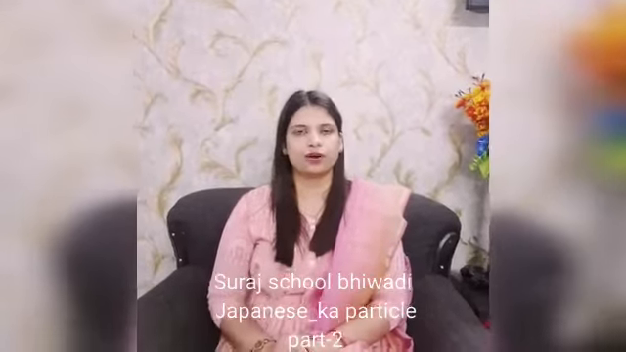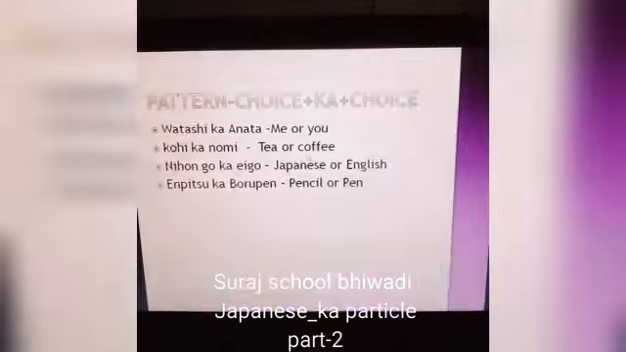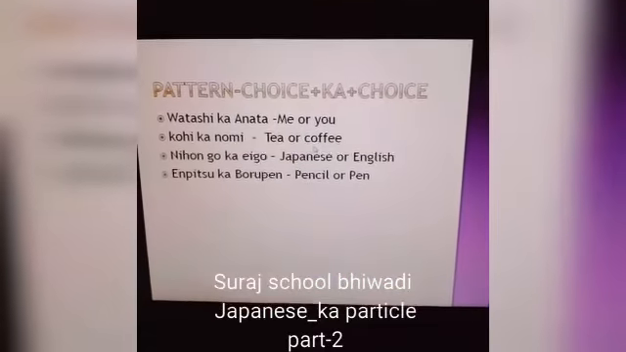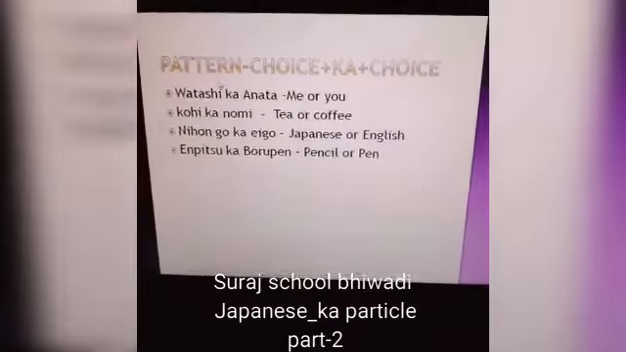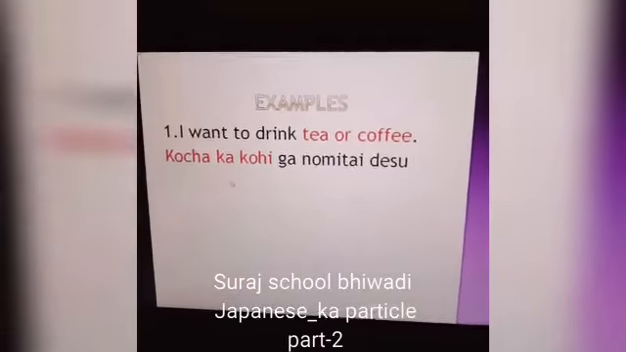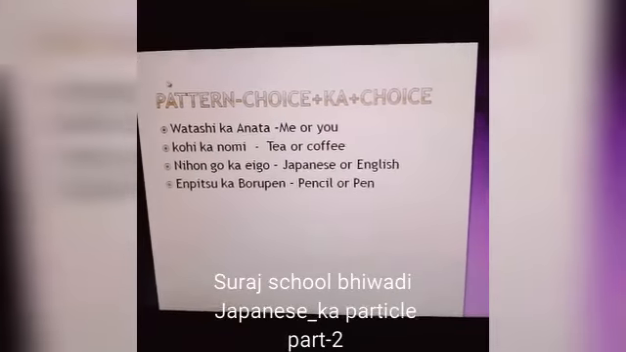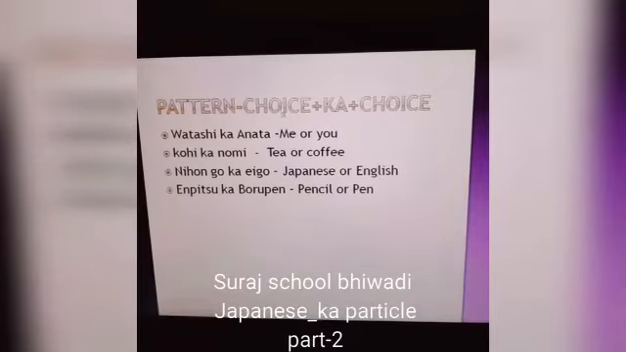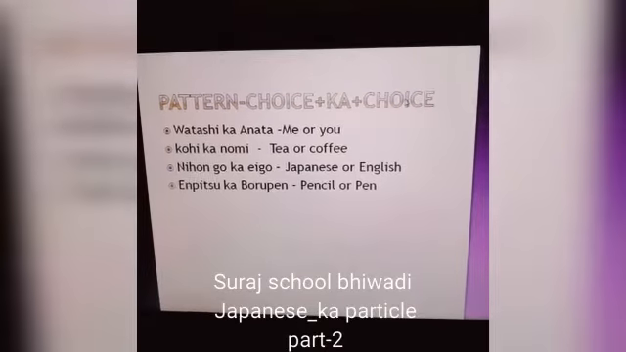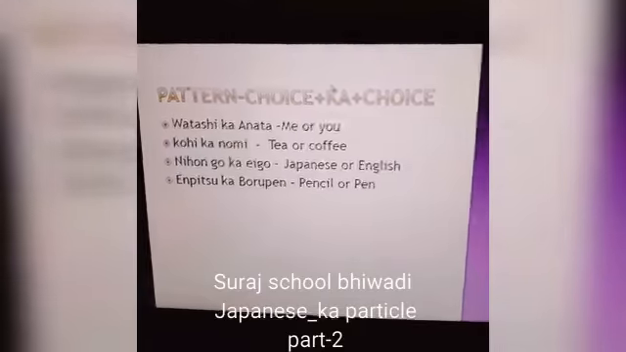Let's look at the slide for more. So this is the ka particle, part two. As I told you, the ka particle is used as a choice particle. The pattern of the ka particle is choice plus ka plus choice. The ka particle is used as a choice particle when you want to show your first choice, your second choice, and you need to put the ka particle in between your choices.